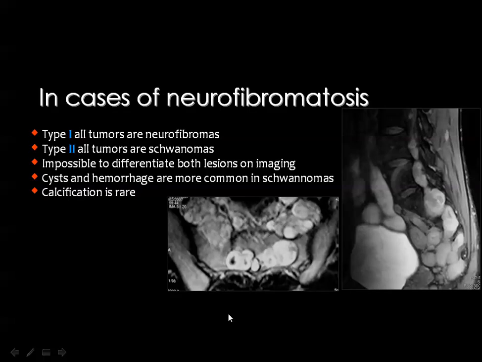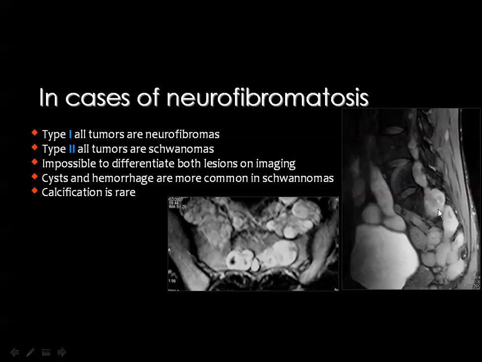Neurofibroma can be multiple, can be extensive in cases of neurofibromatosis, whether type 1 or type 2. And many times we can see this example where you are confronted by too many neurofibromas all over the whole spine. And part of the neurofibromas are included within the spinal canal.